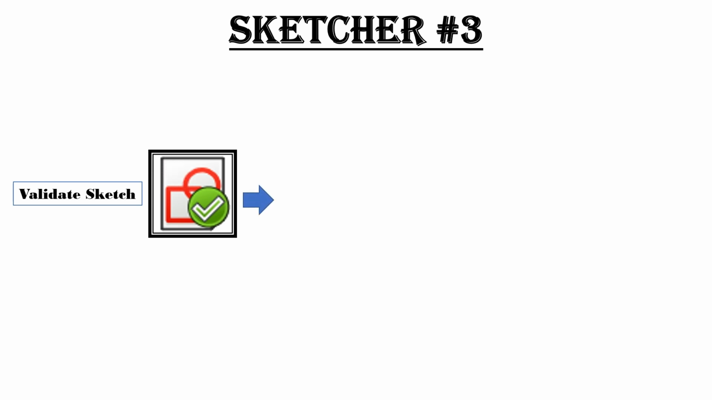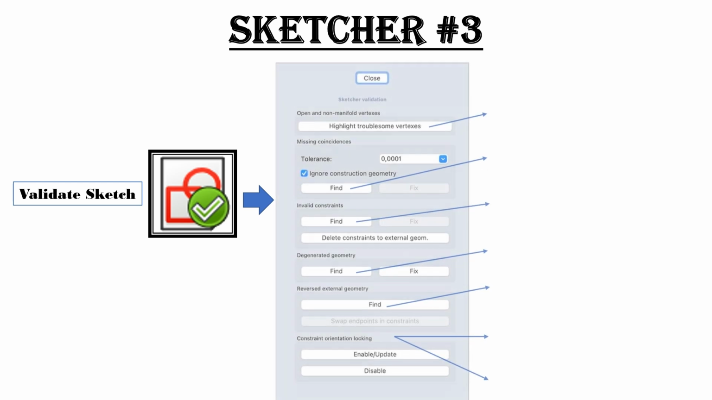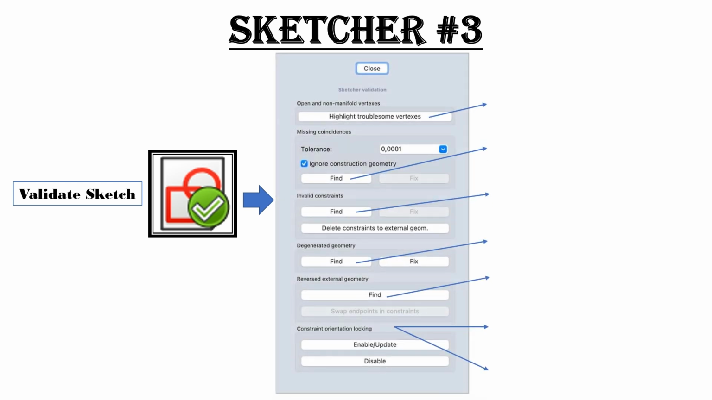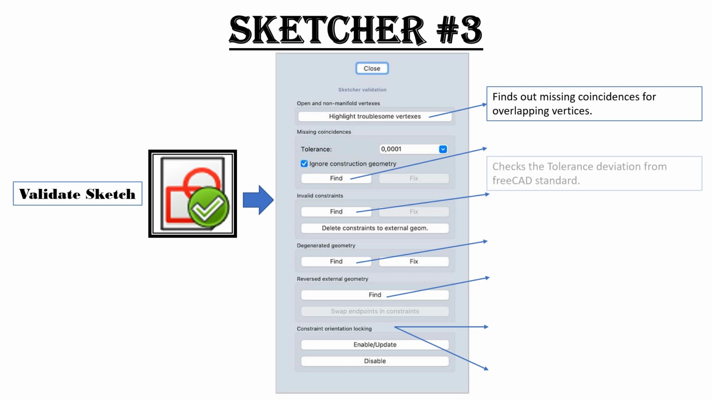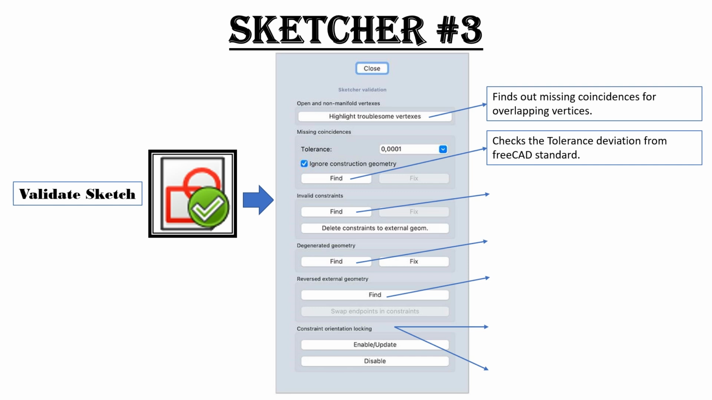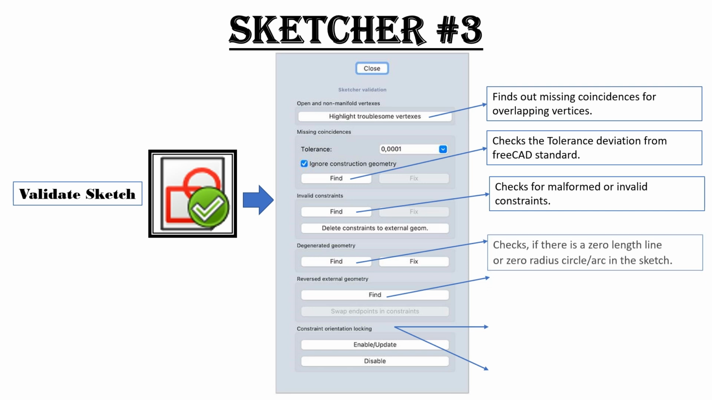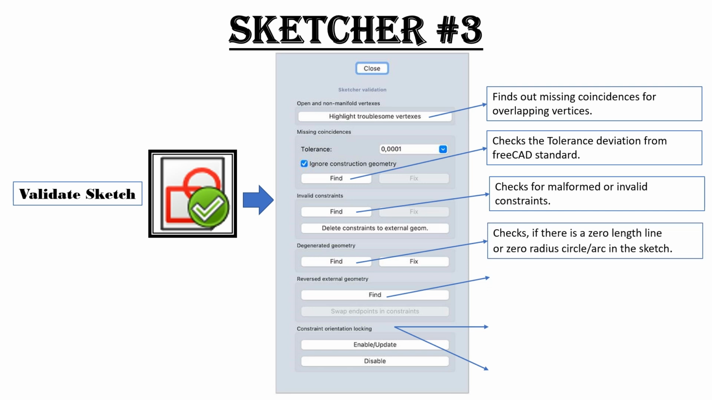To create a 3D CAD model, a closed sketch profile with valid constraints is required. In this pop-up dialog window, you have the following options to validate the sketch. 1. Checking the missing coincidences and overlapping vertices. 2. Checks if the tolerances are according to FreeCAD standards. 3. Checks invalid constraints, such as a zero length line or zero radius arc. 4. Checking constraint orientations. 5. And checking if reversed external geometry exists.